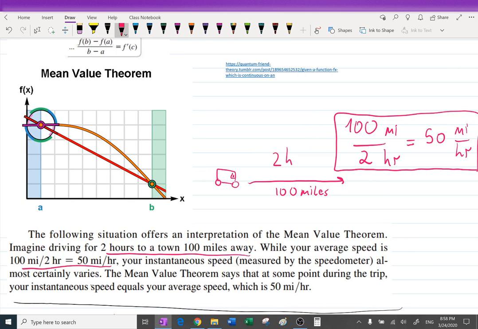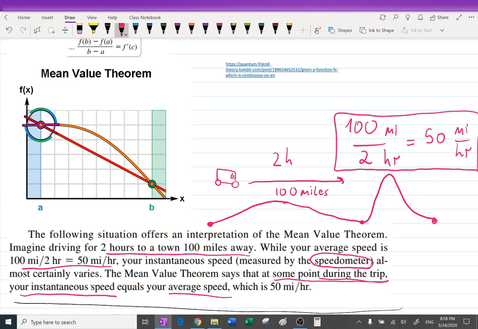That's the idea. But your speedometer will tell you that that's not the case. You are driving sometimes super fast, and you see the police patrol is watching. Then you slow down. Now there's a stop sign, then you stop. Then you drive super fast after that, and so on. Your speed will be different all the time. The mean value theorem tells you if you drove for 2 hours, 100 miles with different speeds, there was some point during your trip when your instantaneous speed was the same as your average speed.